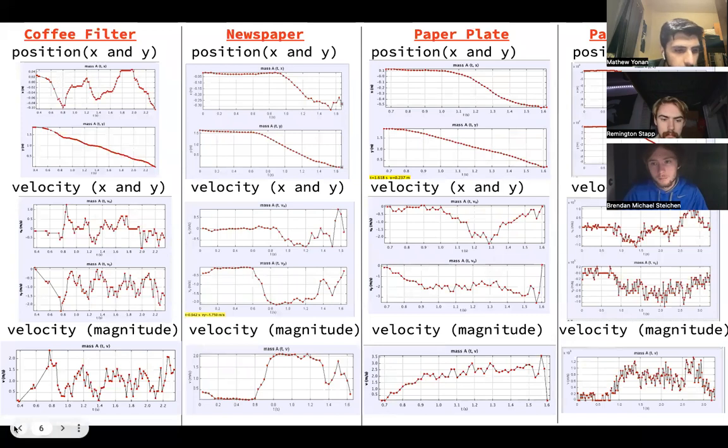All right, here's our data. To visualize the data for our objects, we chose to use position graphs, velocity graphs, and then magnitude velocity graphs. As you can see, the y values for the position graphs all constantly go down due to the object falling, while on the x-axis, they're more randomized due to the object swaying back and forth while falling.